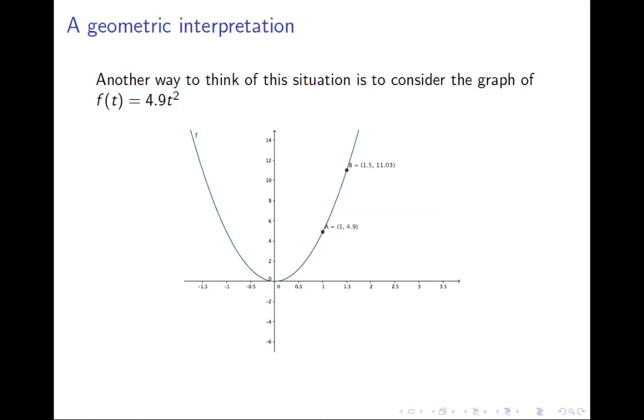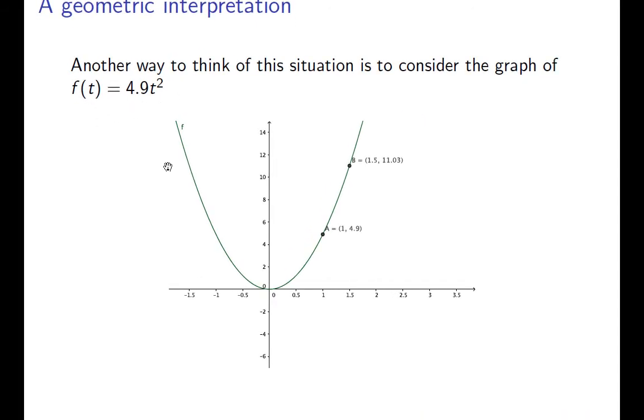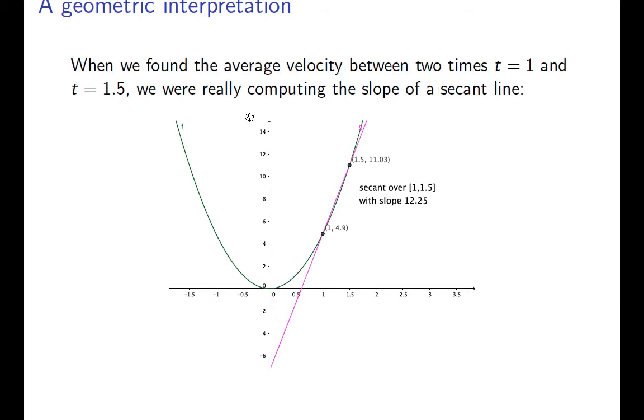Here's another way to think about this situation. Let's consider the graph. Here's the graph of the function 4.9 t squared, and notice it's just a parabola. When we found the average velocity between the two times, t equals 1 second and t equals 1.5 seconds into the free fall, what we were really doing was computing the slope of this secant line. Remember, this line had slope 12.25.